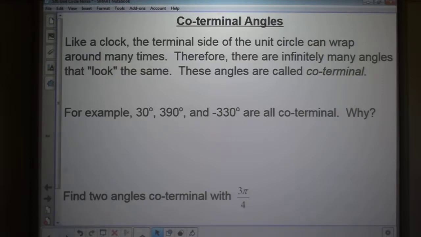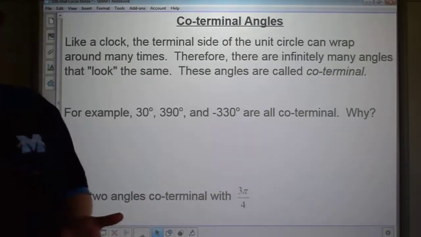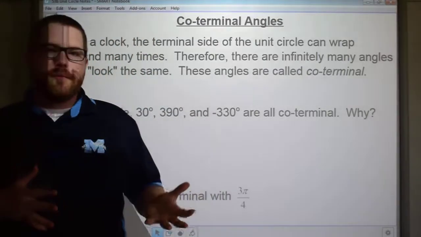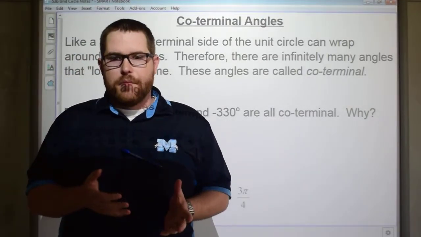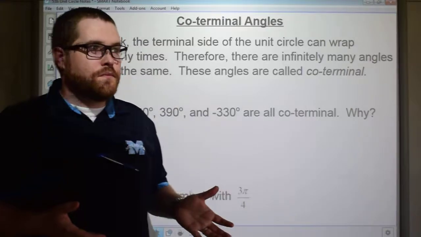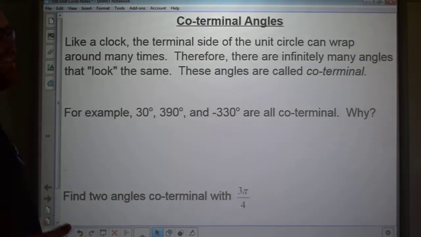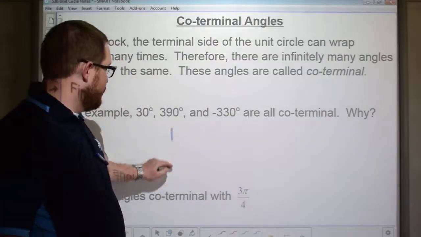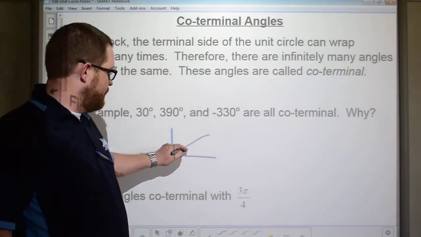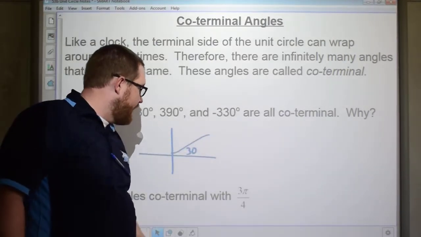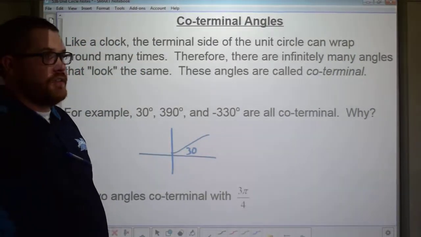Coterminal angles. Just like a clock, think about it on a clock. 2 o'clock a.m. and 2 o'clock p.m. look the same, but they're not the same time. There's also things that look the same on the unit circle, but they're not the same angle. For example, 30 degrees on the unit circle, which looks like this, is the same thing as 390 degrees.